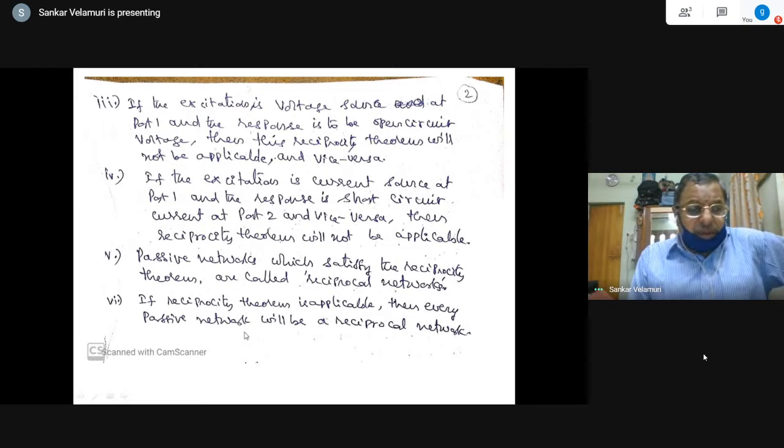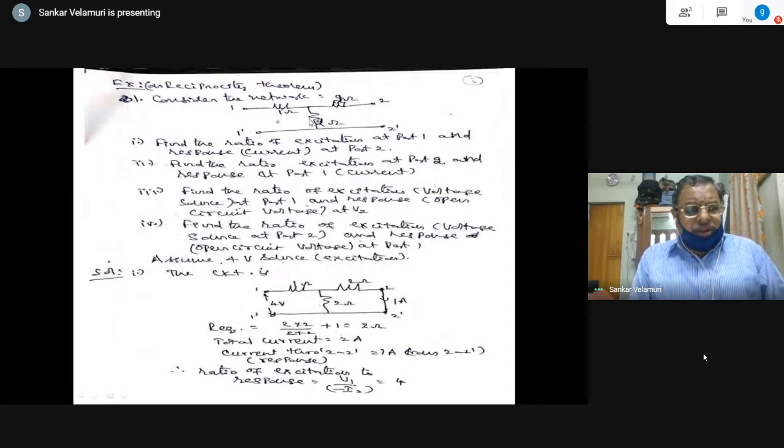Okay. So that is why I have given this particular statement. If reciprocity theorem is applicable, then every passive network will be a reciprocal network. Right. So consider the network, just to show the example.